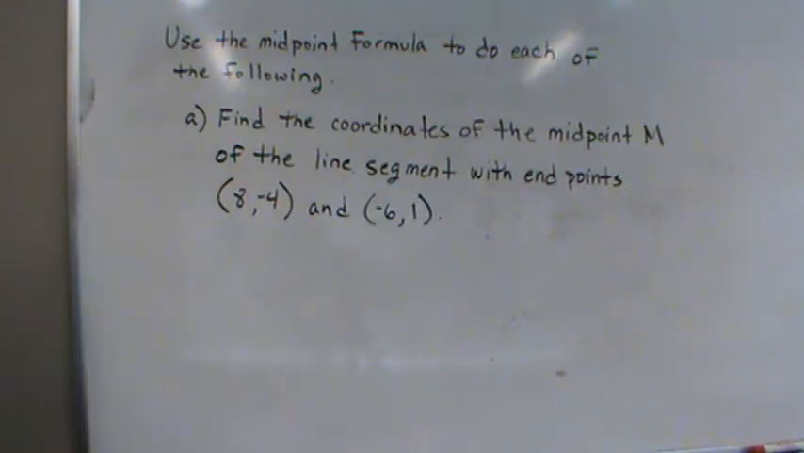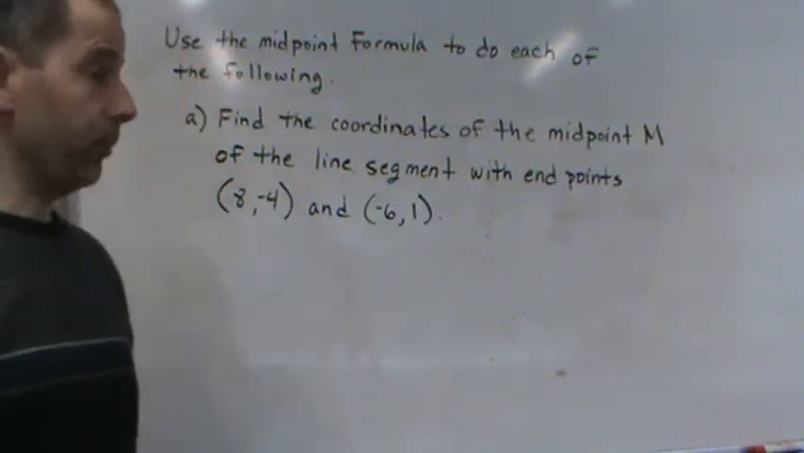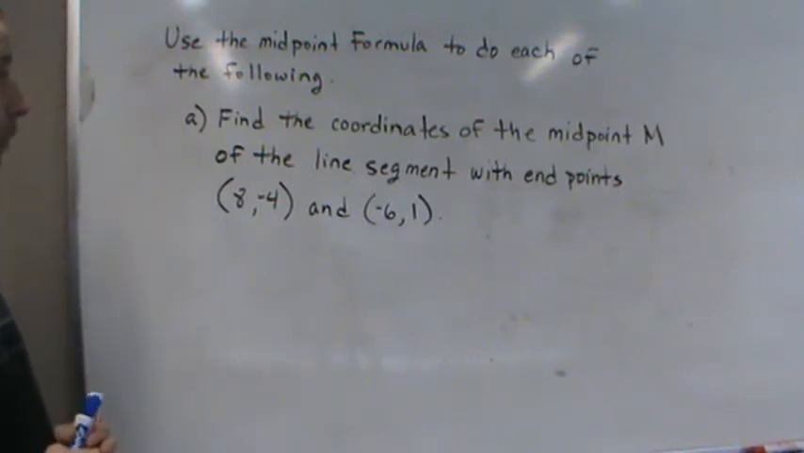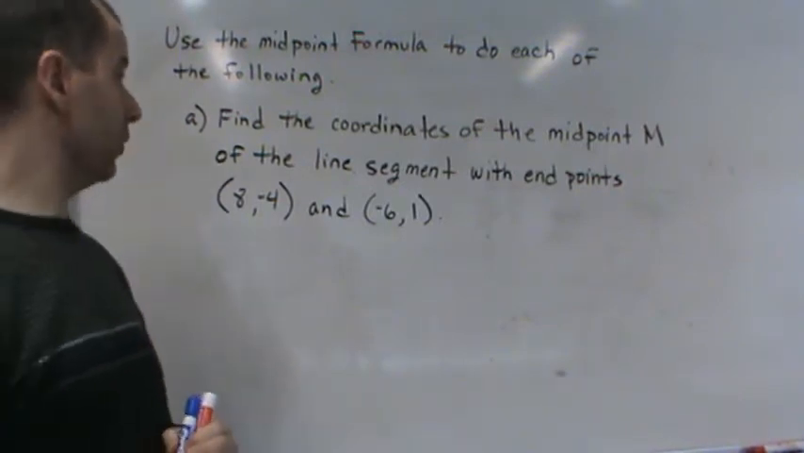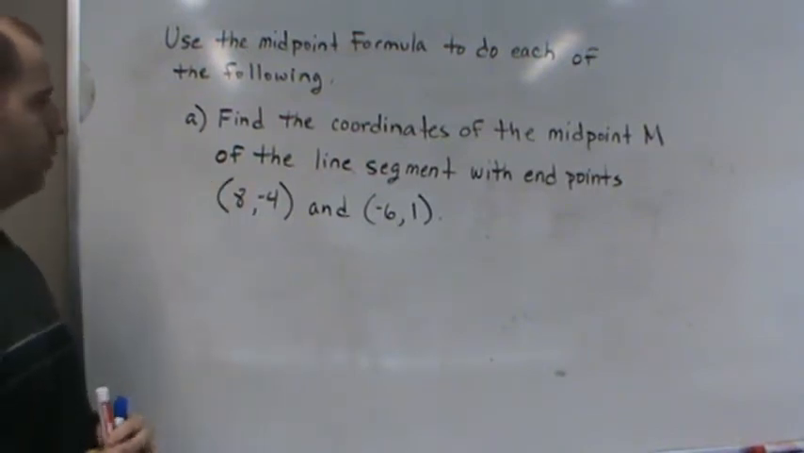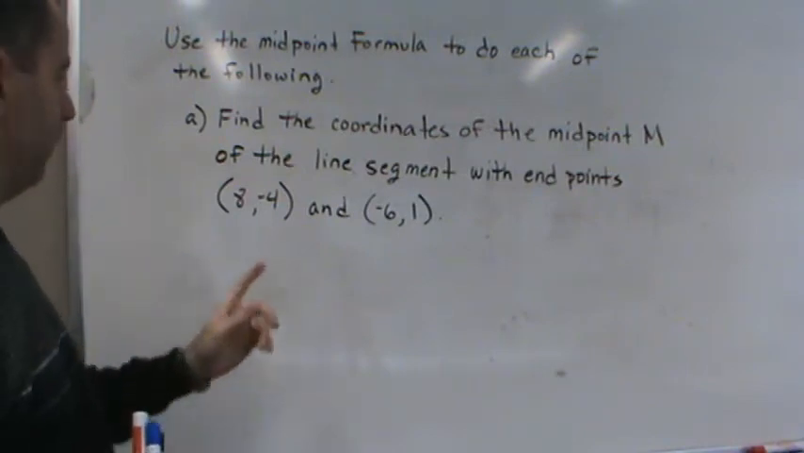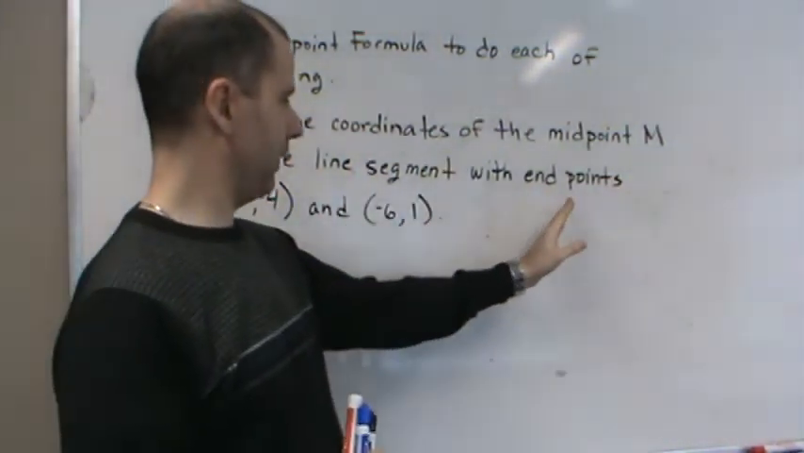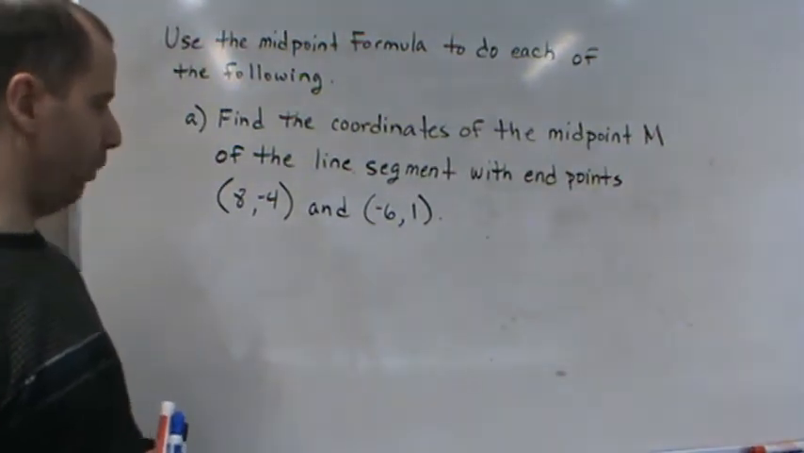Okay, so today we're going to look at an example, and we're going to use the midpoint formula to determine a couple of things. So in this example here, it says use the midpoint formula to determine each of the following. So in this case here, it says find the coordinates of the midpoint M of the line segment that has these 2 points as endpoints.